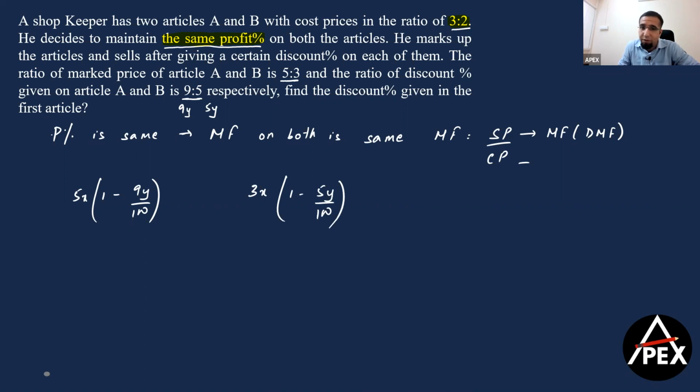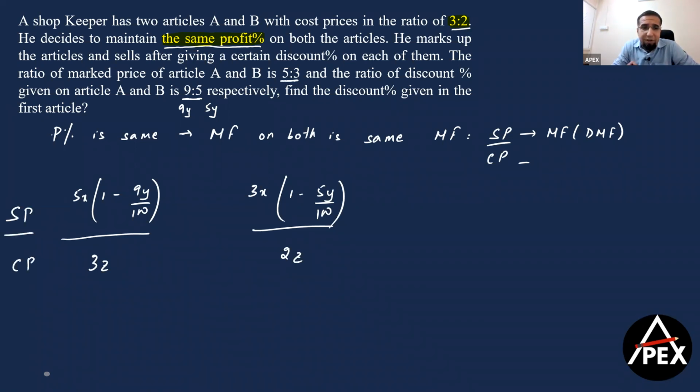Clear? Now, selling price of the first and second article we know. All we need to do is equate the multiplying factor of both the articles, which is SP by CP. What is CP? The ratio is 3:2. Now, this is a third ratio, right? So I would assume a third variable, 3z and 2z.